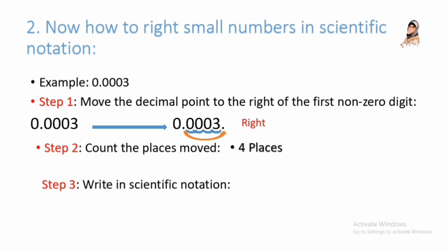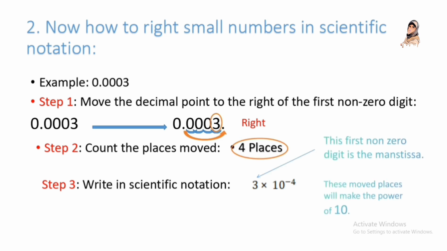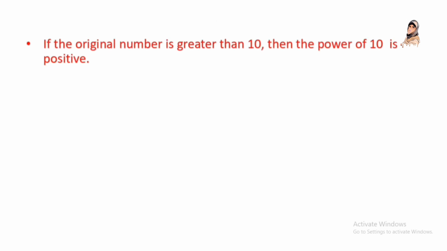Step number 3. Write in scientific notation. We get the number 3 × 10^-4, where the first non-zero digit is the mantissa, while the moved places make the power of 10. Remember that if the original number is greater than 10, then the power of 10 is positive. For example, the number 45,000 is greater than 10, so its power, 10^4, is positive.